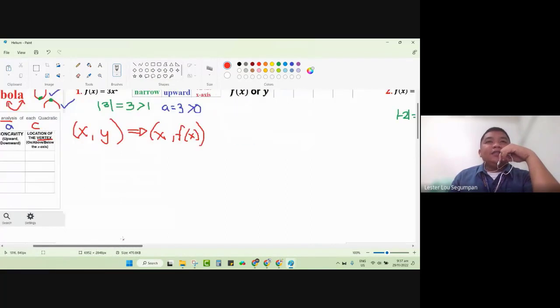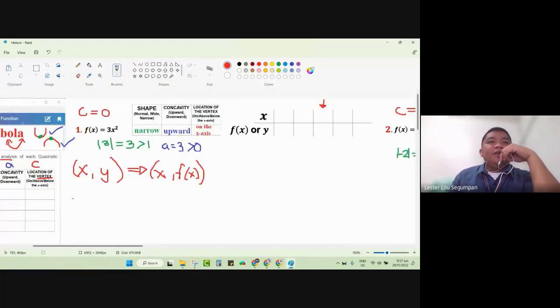So let's start with the vertex. The vertex can be computed with x equal to negative b over 2a. Okay? Negative b over 2a. So we are just going to use the coefficients, and after that, we are going to get the value of x, and that value of x will be substituted in the given function to get our vertex. This is our vertex, okay?